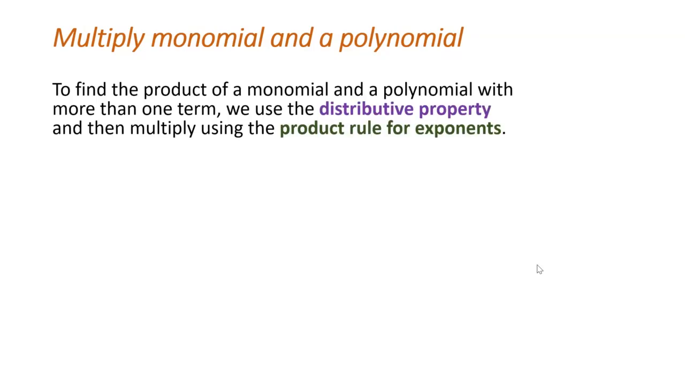Let's first multiply a monomial and a polynomial. To find the product of a monomial and a polynomial with more than one term, we will use the distributive property and then multiply using the product rule for exponents.